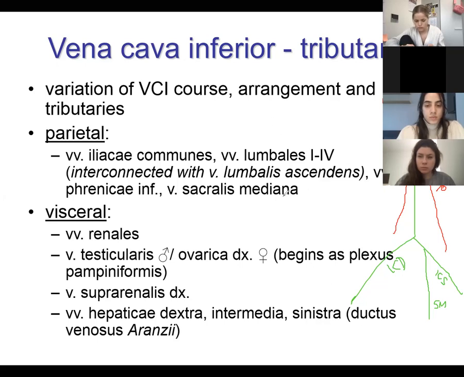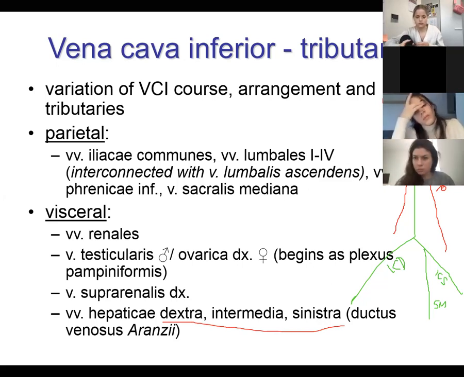Yeah, right, left, and intermediate. And now the easiest, 4 lumbar, paired. Don't forget the paired inferior phrenic. Similar to arteries, yeah, not a problem with that.